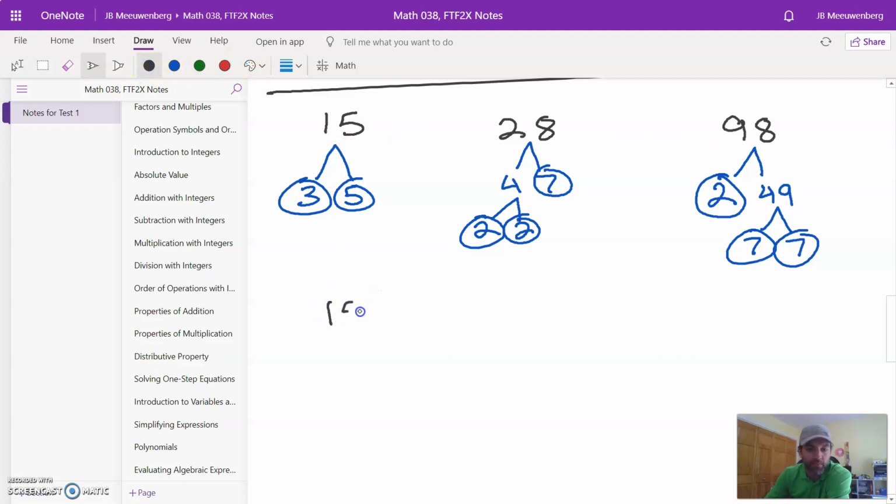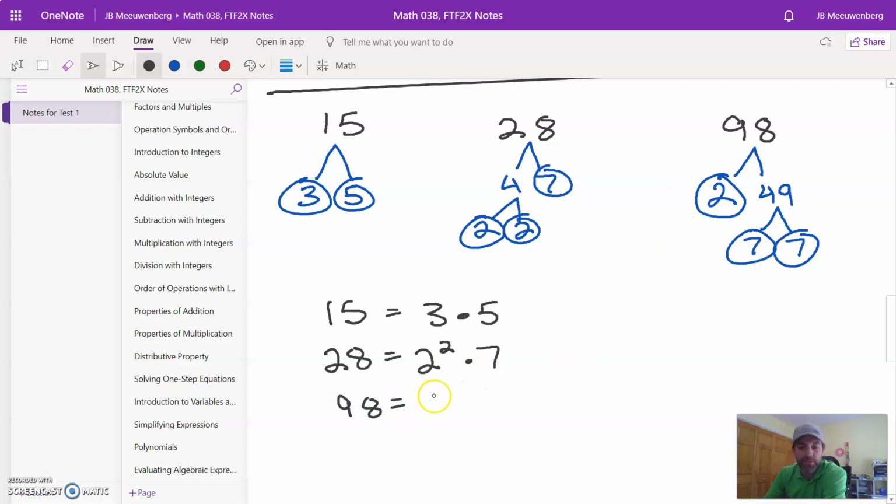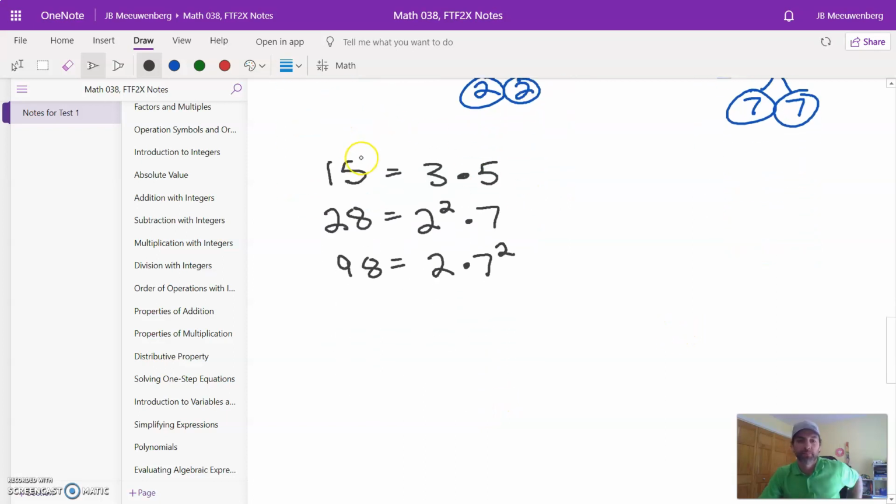So now what we do is we take all 3 numbers. I like to stack them. 15 is equal to 3 times 5. 28 is equal to 2 times 2 times 7. I'm going to write it as 2 to the second times 7. And 98 is 2 times 7 times 7. So 2 times 7 squared. I'll scroll up so we can see it.